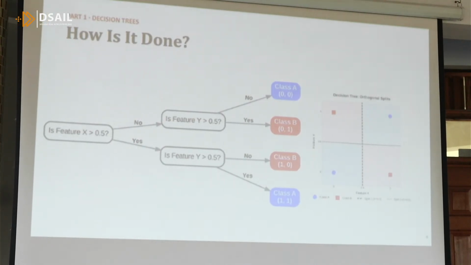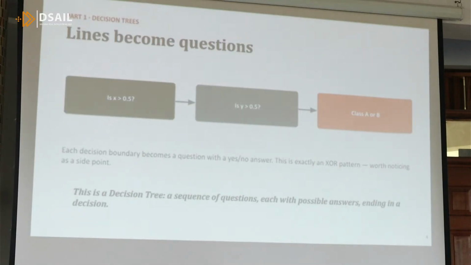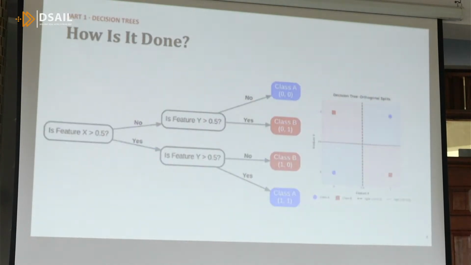So at each point we are branching based on a question and a decision that we make on that. So a decision tree is a sequence of questions, each with possible answers, and finally ending in a decision. Quick note for those who've done electrical stuff, you'll notice that this case is motivated by an XOR, where they fall in the same class if the Y and the X are XOR.